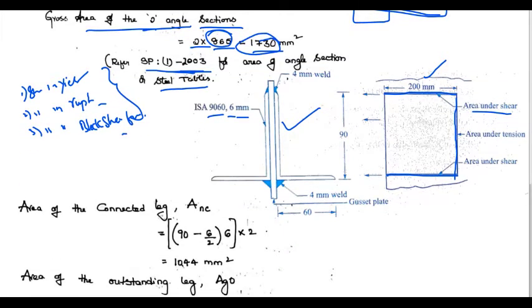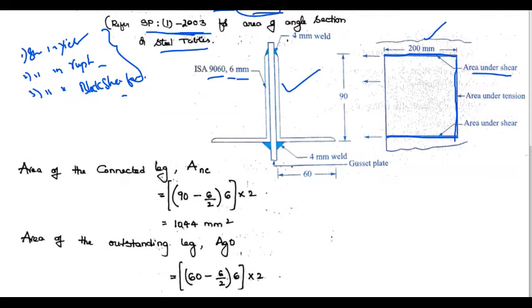Okay, and we also need to calculate the area of the connected leg, ANC, net area of the connected leg. This is net area of the connected leg, and this is area of the outstanding leg, ANC and AGO. So what is connected leg? This is connected leg. So that is the leg that is connected to the gusset by weld, right? And this is nothing but outstanding. It is something like standing, right? Outstanding leg. So net area of this ANC and gross area of this outstanding leg has to be placed here.